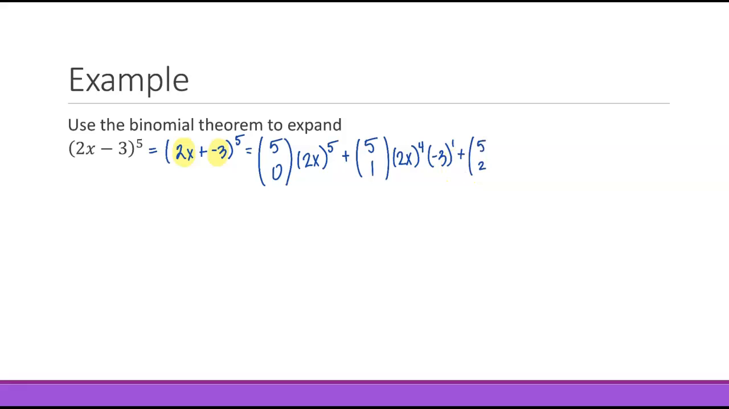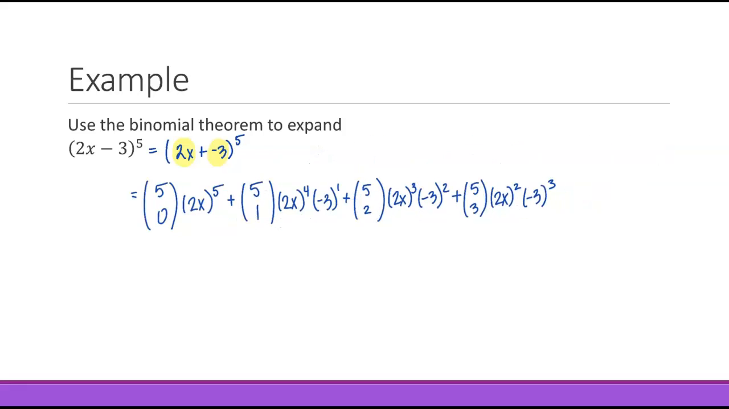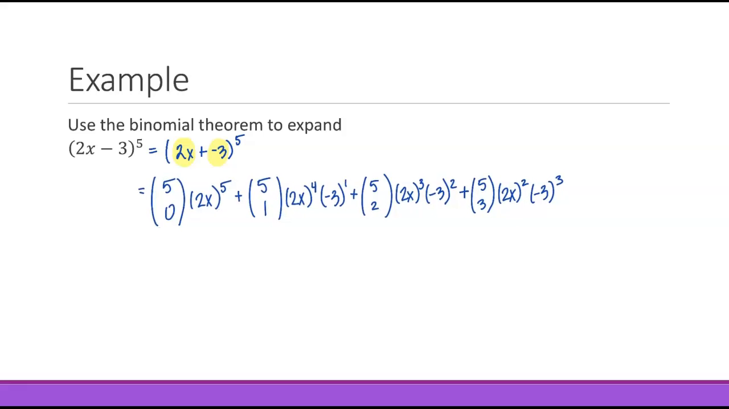We're going to do 5 choose 2, 2x in parentheses to the 3rd, -3 squared. So the first term, the power decreases. The second one, the power increases. And we keep up with the pattern. 5 choose 3, 2x squared, -3 to the 3rd. We are going to run out of space, so because I can do this, I'm going to drop it down.